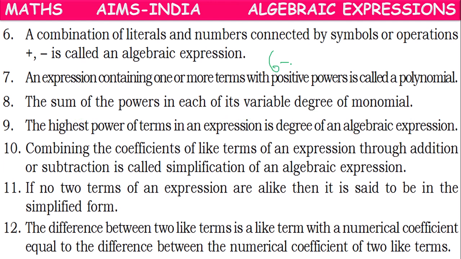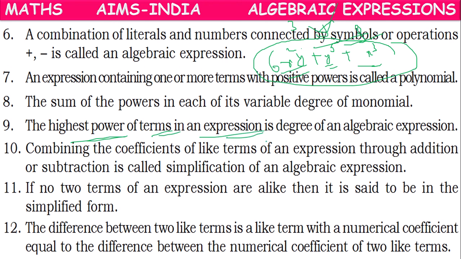Suppose in an expression we have terms like this. Here the degree is 3 for this monomial. Here it is 5. Here it is 3. We have different degrees for different monomials. But among all the monomials, the highest degree is 5. That is called the degree of the expression. The highest power of all the terms in an expression is called the degree of the expression.